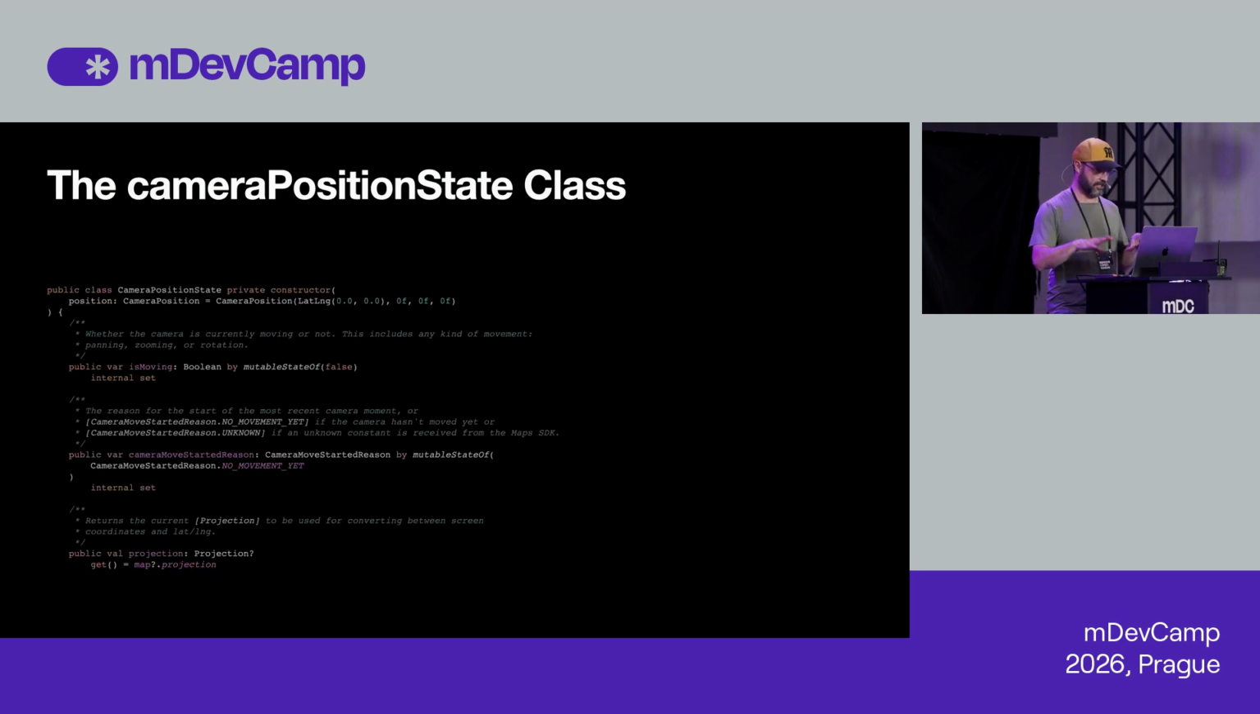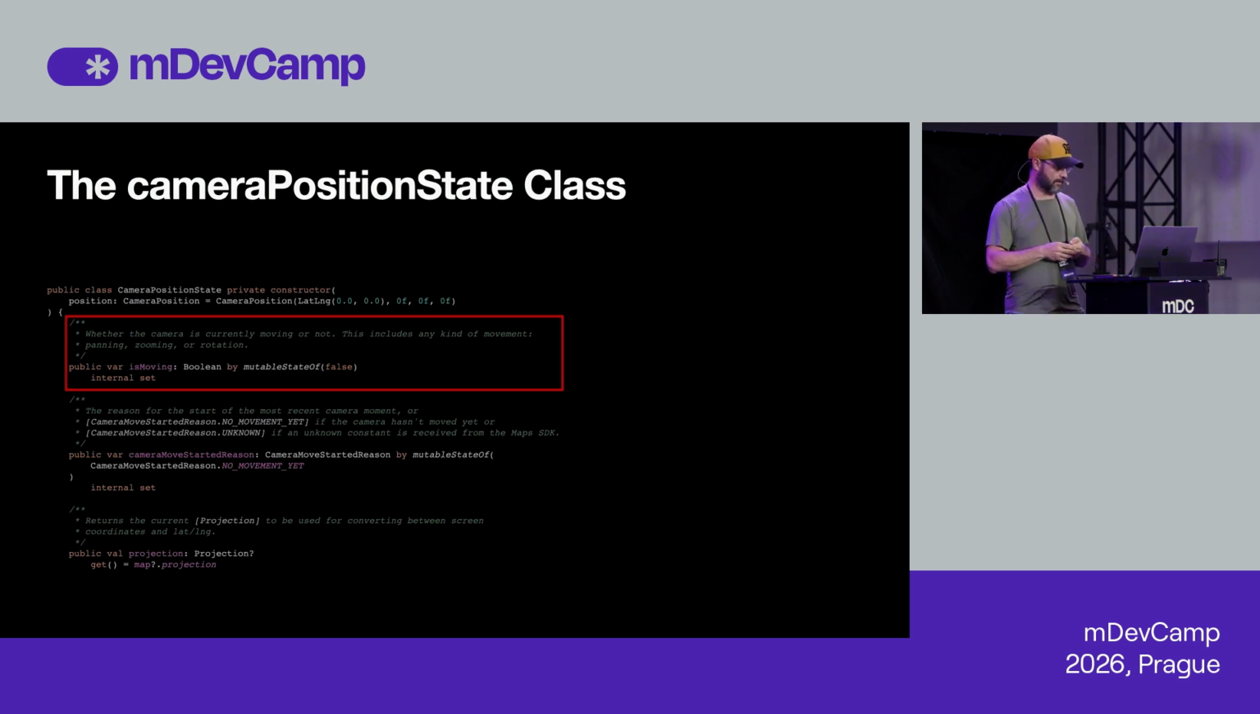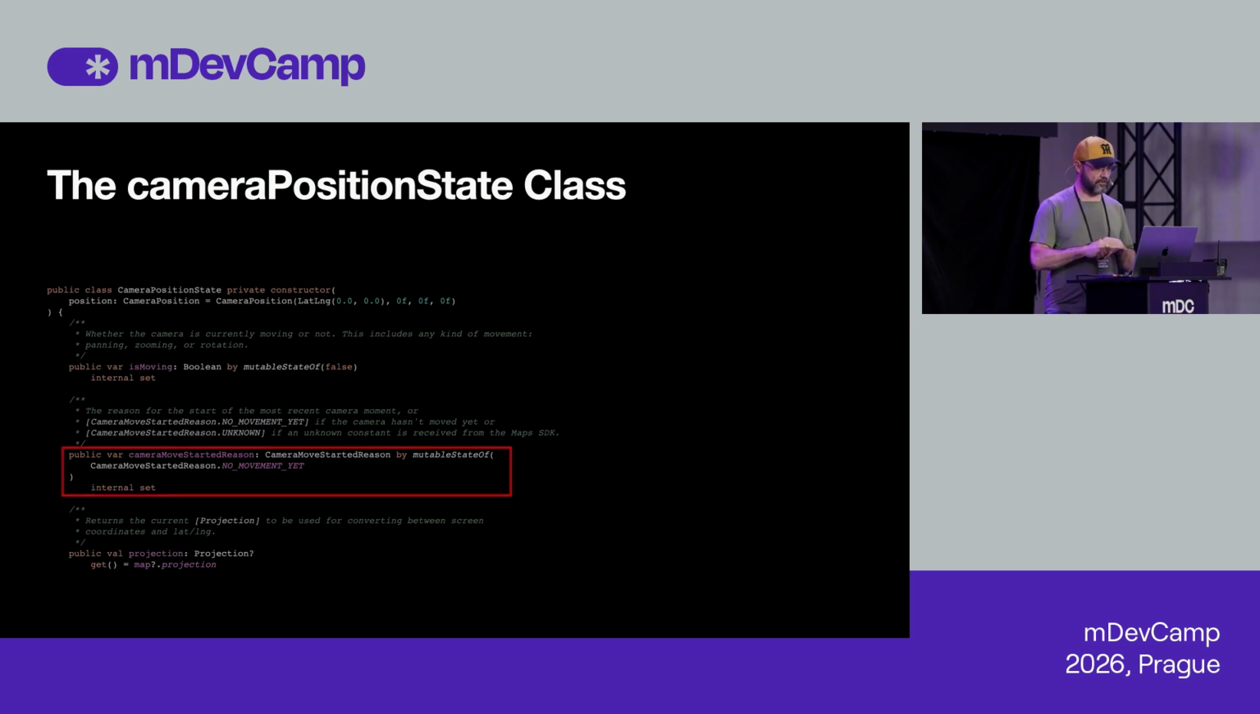Exactly, this rememberSaveable makes sure that changes to this object are going to trigger an update in Compose. Inside the camera position state, we also have a few Compose-specific, camera-specific fields. By default, we have the camera position initialized to everything 0. We have the isMoving attribute, which identifies if the camera is currently moving or not. We have the reason for moving the camera, same as in Google Maps, whether there is no movement yet, or the user initiated it, or it is moving because the new location is requesting a camera change.